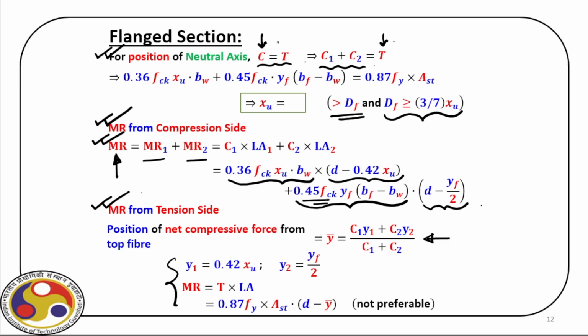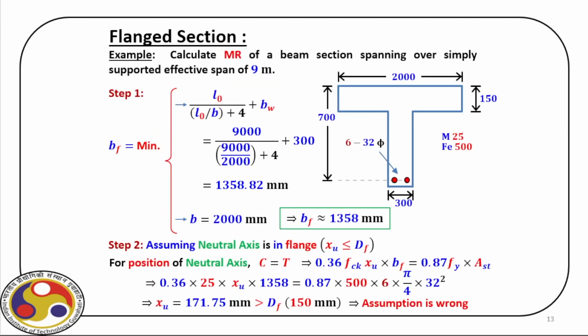Okay, so with that background, let us first take an example. In this example, as you can see, our task is to evaluate the moment of resistance. What are the given parameters? We have B is 2000. We have the effective depth of the flanged beam as 700 millimeter. Then DF is 150 millimeter. It is made of M25 concrete and Fe 500 steel.